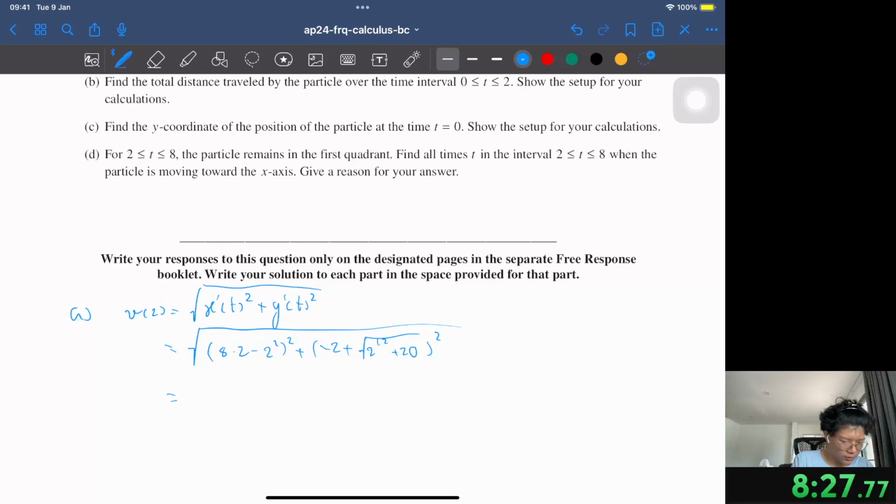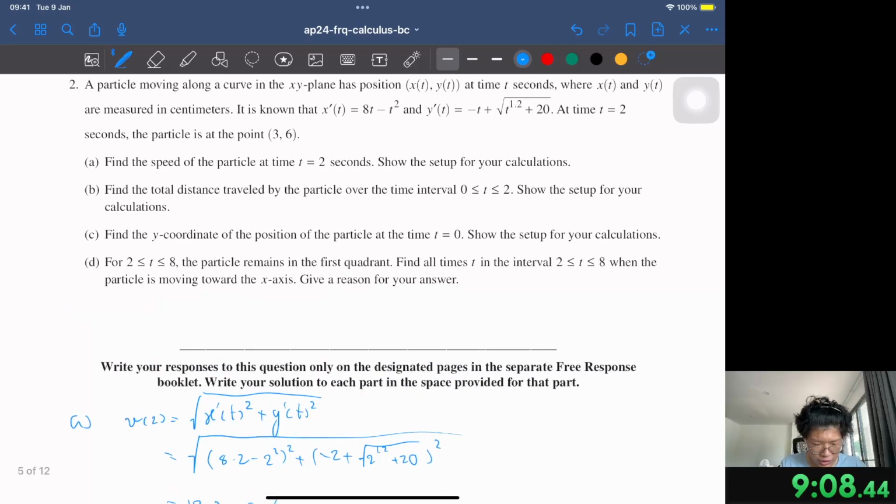Plugged into the calculator: 8 times 2 minus 2 squared, all squared, plus minus 2 plus the square root of 2 to the 1.2 plus 20, all squared, which is 12.3 centimeters per second.